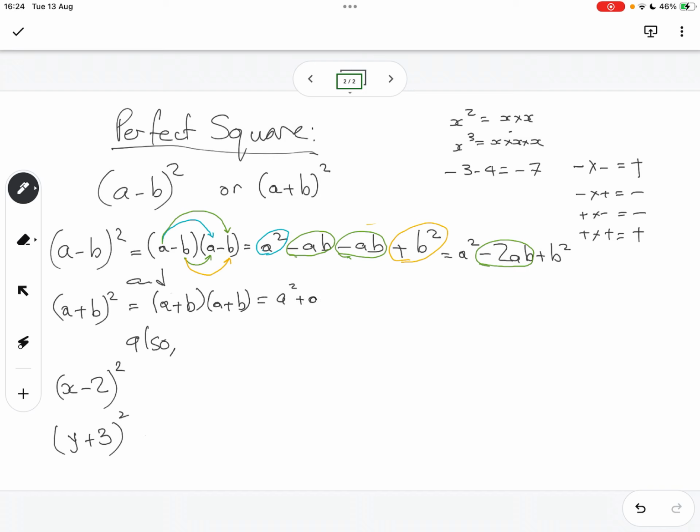Here, it's the same thing. A squared plus AB plus AB plus B squared. And this gives us A squared plus 2AB plus B squared, right?